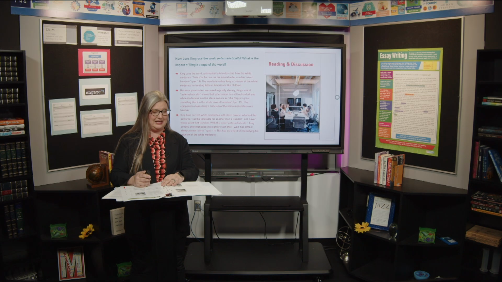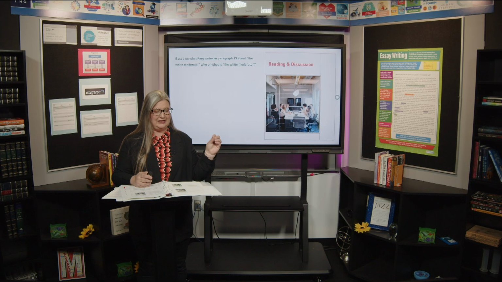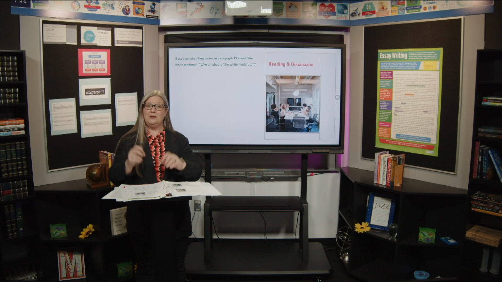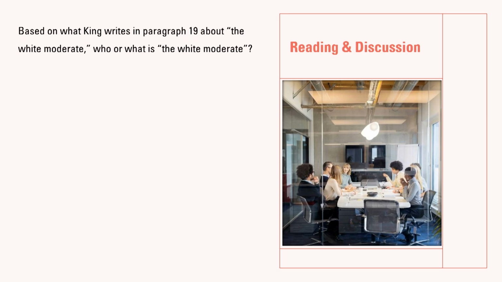I saw that happening. So now, based on what King writes in paragraph 19 about the white moderate, who or what do you believe is the white moderate? I want you to write the answer to that question, and then let's talk about it.